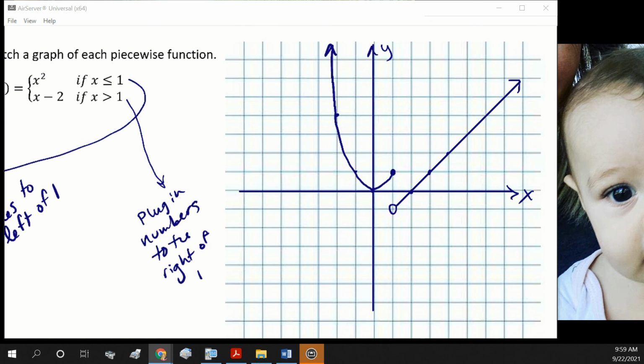Now, one thing that, like I said, you're not going to want to do but you need to do is plug 1 into both of them, but you just do an open circle for one and a closed circle for the other.